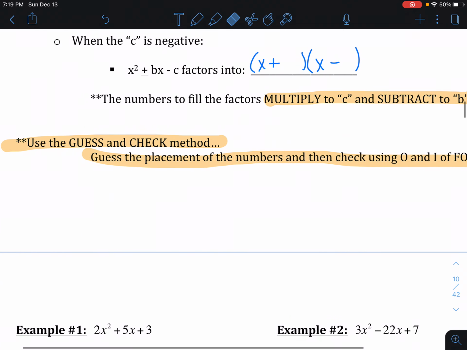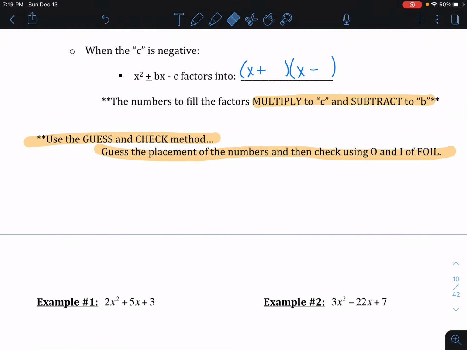Now, the last case is when the C is negative. Remember, when the C is negative, your signs are going to be plus, minus in parentheses. The numbers we have to carefully choose have to multiply to get C and subtract to get B.